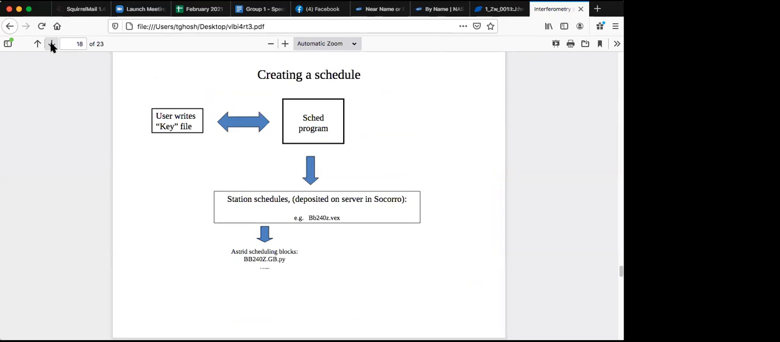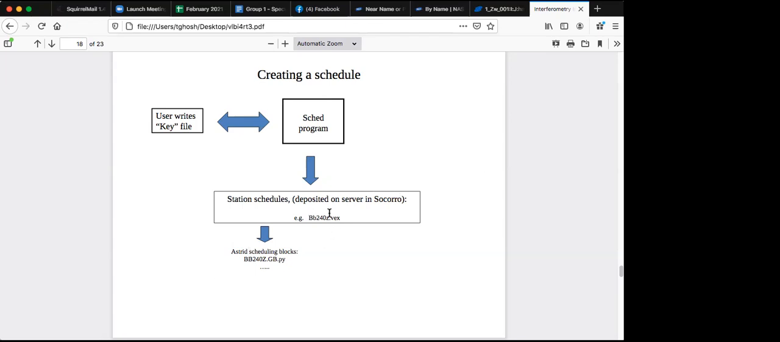Creating a schedule. This is your important part as a user. If your proposal is successful and you got the time, what you have to do is make this so-called example key file and then pass it through a VLBA SCHED program that's from NRAO, and everybody uses that. And then the SCHED program validates everything. It creates a telescope-based schedule, and they organize the sending of the schedule to various people.